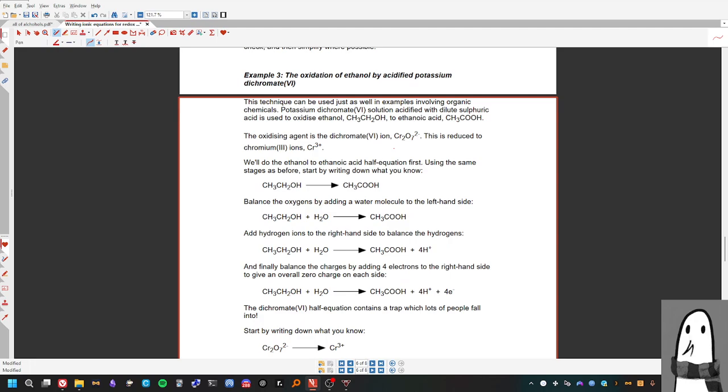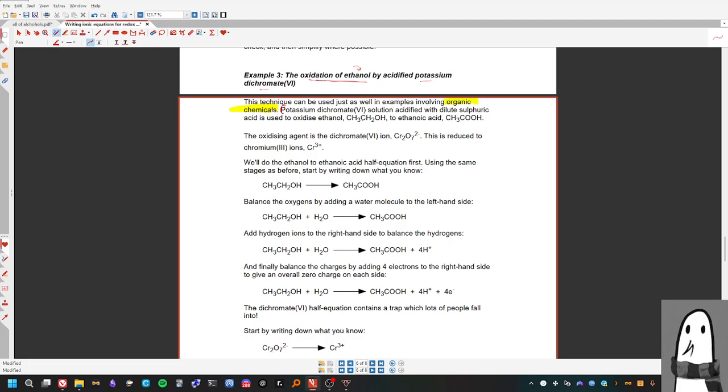So now we have the oxidation of ethanol by acidified potassium dichromate. First of all, we're talking about oxidation of ethanol, okay? This is actually very related to what we're going to be doing here, but let's keep going. Oxidation of ethanol means that ethanol is going to be losing electrons, okay? By potassium dichromate, that means the dichromate is probably going to be oxidizing it, but let's see. This can work with organic chemicals as well, which is exactly what we're doing. We're getting organic chemicals. Now, potassium dichromate solution, acidified with dilute sulfuric acid, is used to oxidize ethanol.